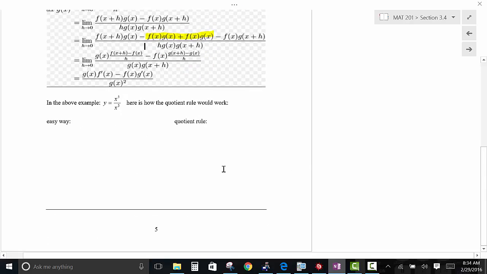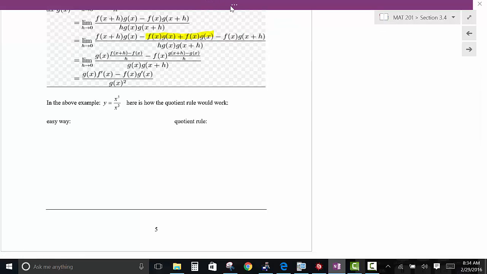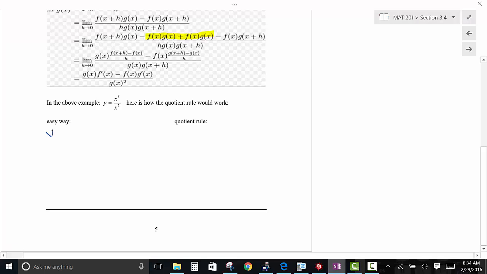All right, so let's do the same example that we did earlier, now with the quotient rule. First of all, same example, if you have y equals x to the fifth over x to the third, well, we know algebraically that's x to the second.